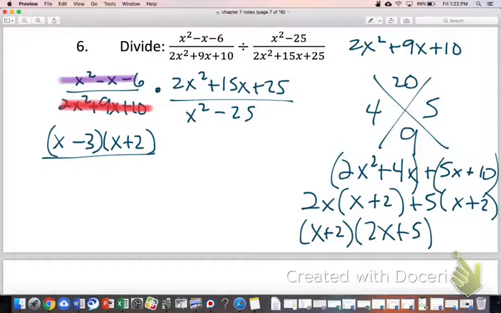Hey, just a reminder, whenever you're factoring, if you have any questions at all, how could you check to see if you got it right or wrong? You could just FOIL it out, right? Okay, so I'm going to write that over here. x plus 2, parentheses 2x plus 5, like so.